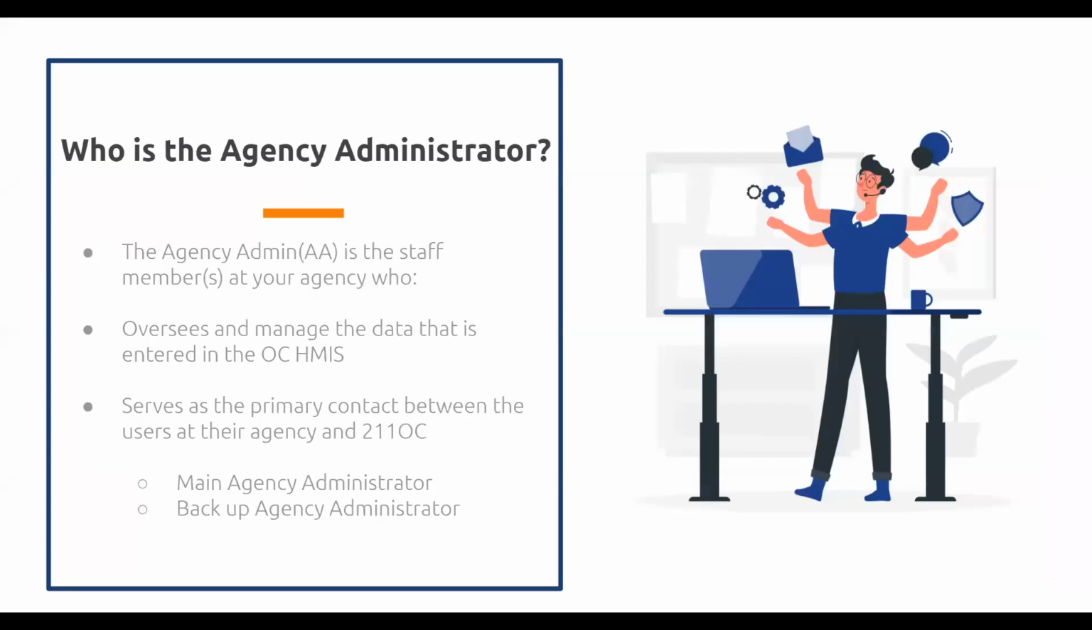An agency admin is a staff member at your agency who oversees and manages data that is entered into OC HMIS. They serve as the main contact between your users at your agency and 2-1-1 OC. We recommend that you have two agency admins, a main agency admin and a backup. This is just in case someone is out of the office, so that there is a second person to support the team.